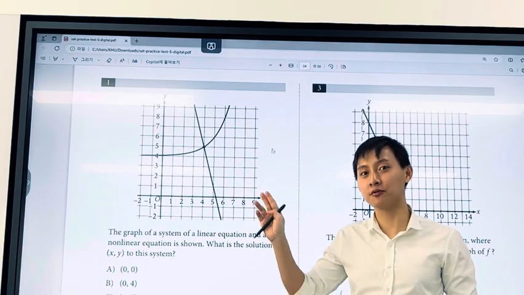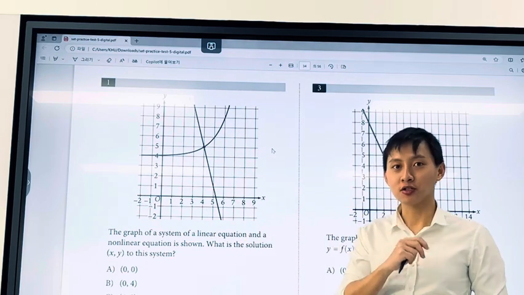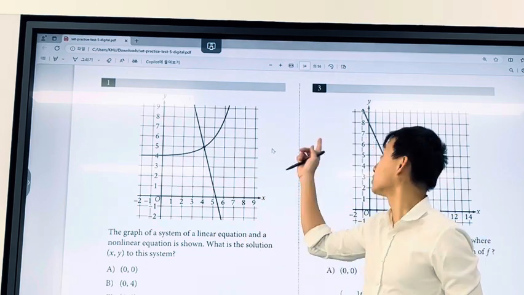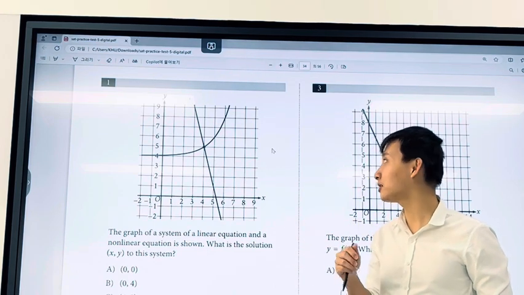There are 2 modules, 1 and 2, in the math questions. Today we're just going to solve module 1, and for module 2 I'm going to make another video. Okay, let's get started.